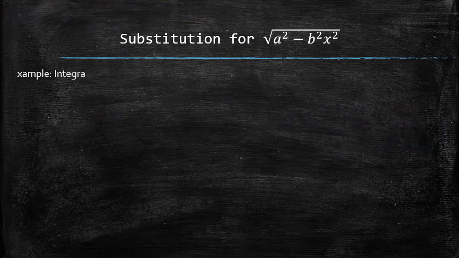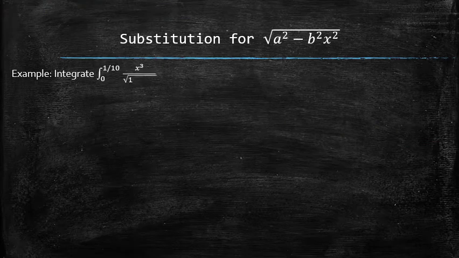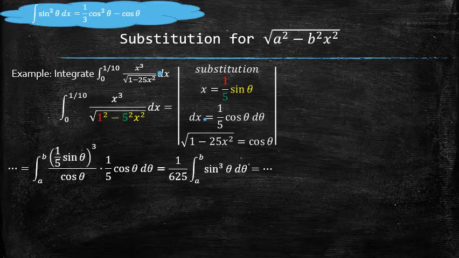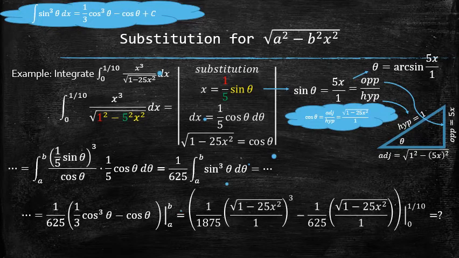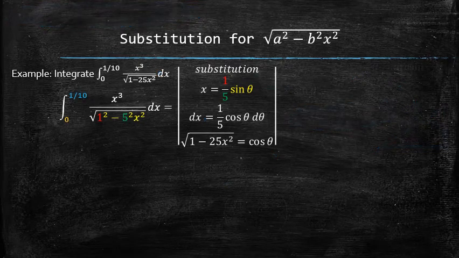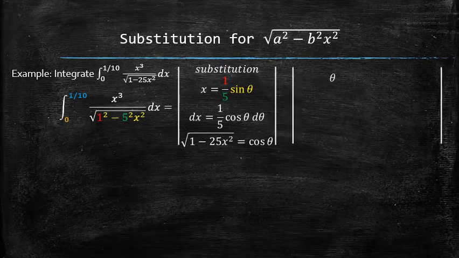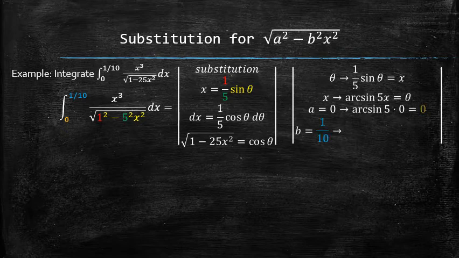Let's do an example of a definite integral. One approach is to go through the process of finding the indefinite integral and then use the fundamental theorem of calculus at the end. However, there is an easier approach. Alternatively, we can change the limits of integration right after introducing a new variable. Since x is equal to 1/5 of the sine of theta, then theta is equal to arcsine of 5x.